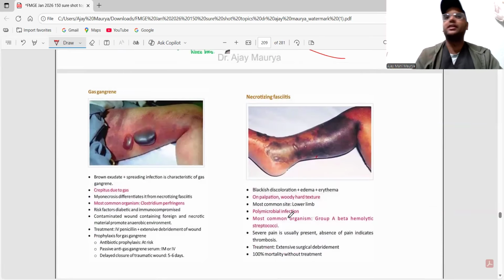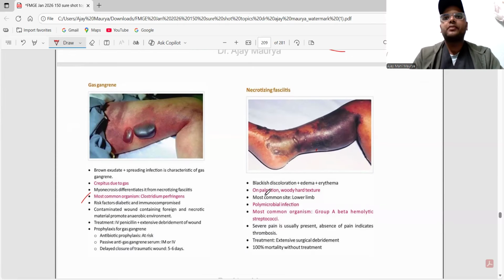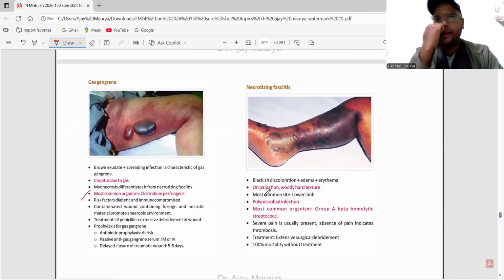Okay, then next here, it's gas gangrene and necrotizing fasciitis. Gas gangrene here, what is the most common organism? You have to remember, it is Clostridium perfringens. Okay? Next here, in necrotizing fasciitis the most common organism is group A beta hemolytic streptococcus.